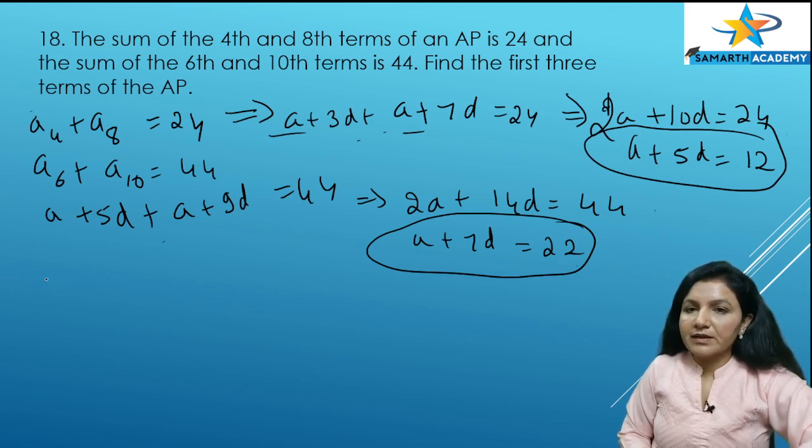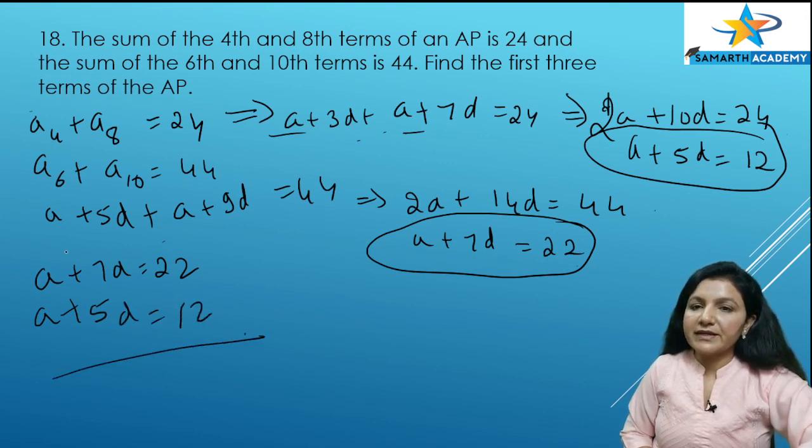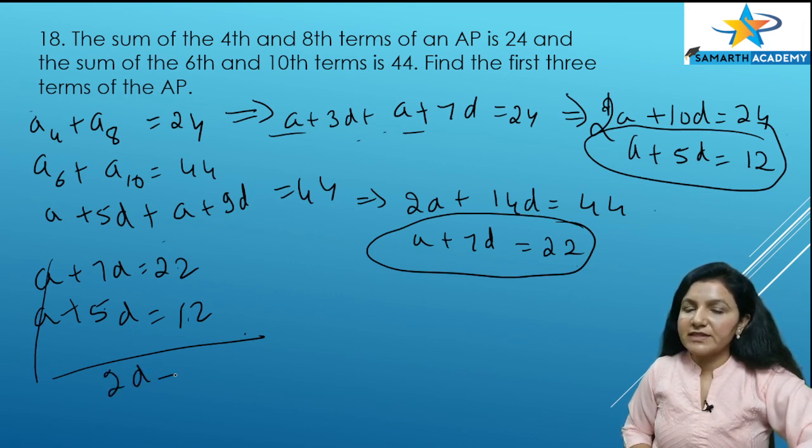Subtracting. So let me write first. A plus 7D is equal to 22. A plus 5D equal to 12. On subtracting, A will get cancelled. 7 minus 5 is 2D. 22 minus 12 is 10. Therefore, D is equal to 5.